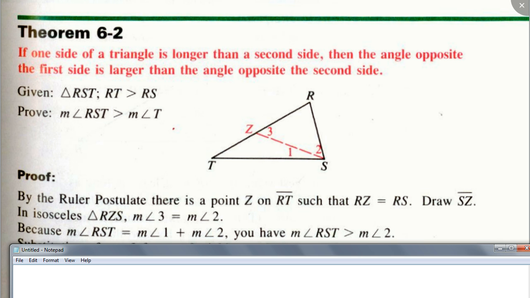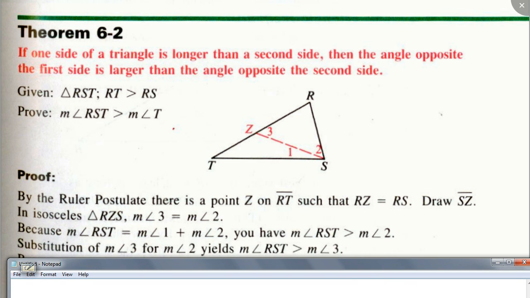Who can tell me why? Yeah, Jechan? Substitution, because we were talking about measurement. Right? Because what do you know about angle 2 and angle 3? They are congruent. So could we say this also by substitution? Are you all following me so far? Okay, so that's great, but is this what we wanted to prove? No, we want to show that RST is greater than angle T. So how are we going to do this from here?